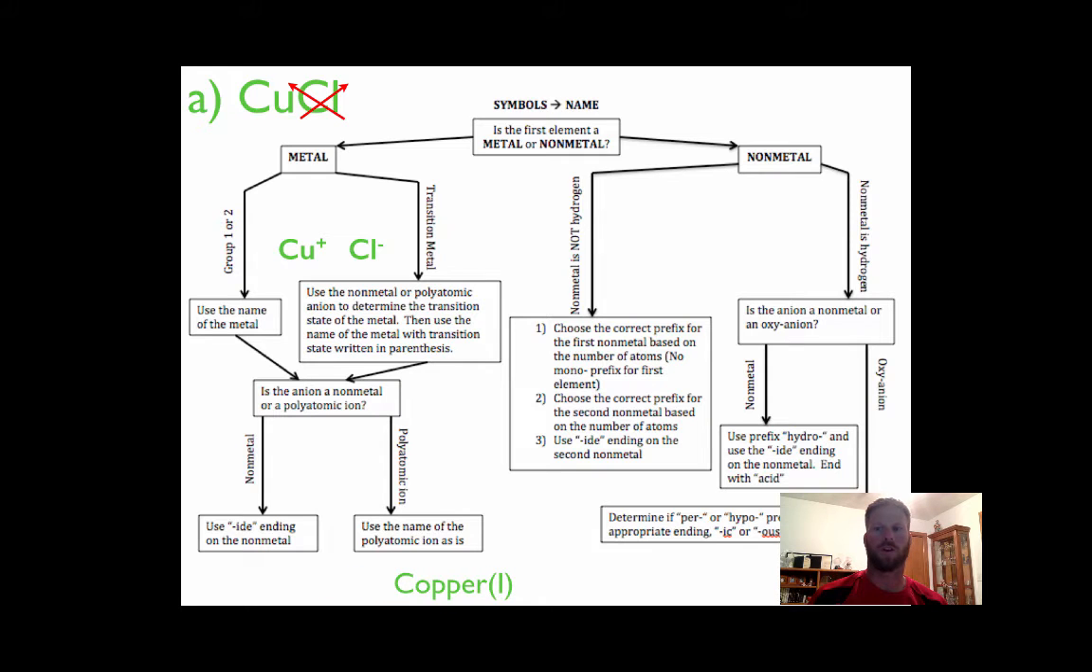Continue to follow the flow chart to finish the name. The next question we have to ask ourselves is, is the anion a nonmetal or a polyatomic ion? Cl is a nonmetal. So when we follow that path, we see that all we have to do is use the IDE ending, changing the ending of chlorine to chloride, and we have the correct name, copper(I) chloride.